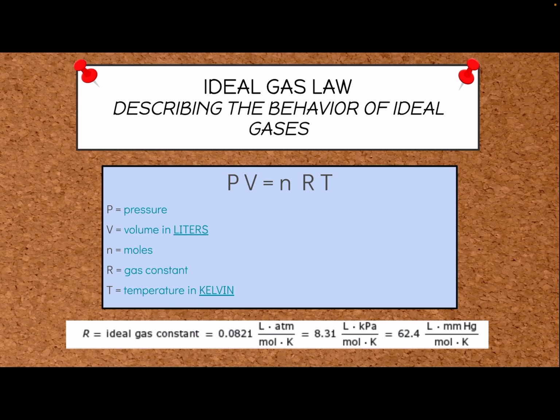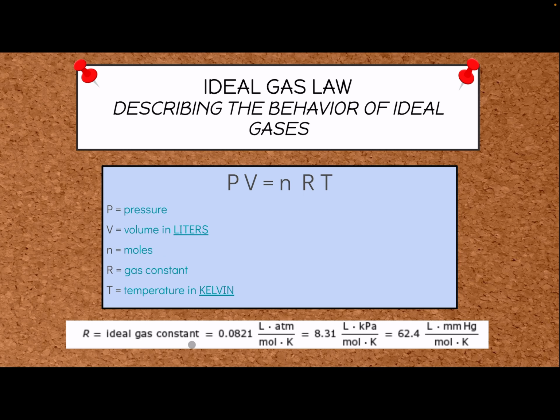P stands for pressure, V stands for volume in liters, n stands for moles, and we've worked with that before, and T stands for temperature. Remember, the temperature needs to be in Kelvin when we're working with these gas laws. The only new variable is this capital R, and that is a gas constant.